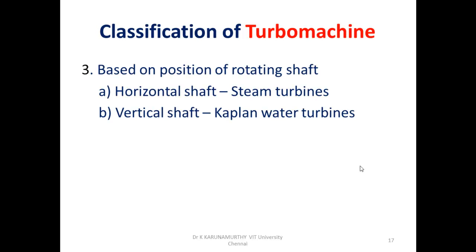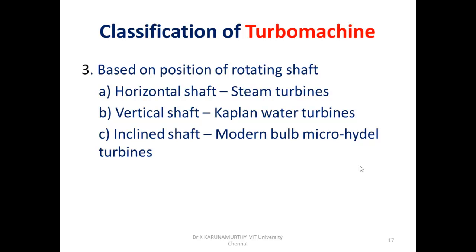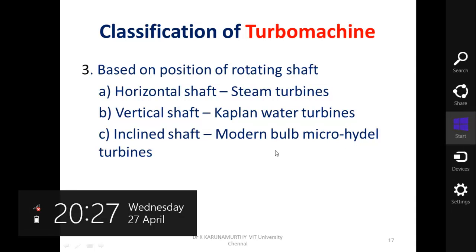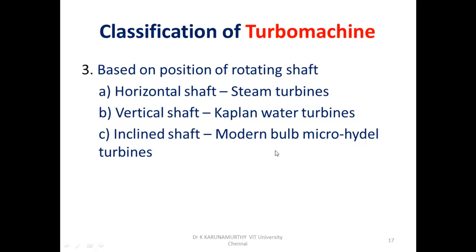And we also classify the turbomachine based upon the position of the shaft. If the shaft is in horizontal direction, then we call it a horizontal turbomachine. If the shaft is vertical, then it is a vertical turbomachine. Similarly, if it is inclined, then we call it an inclined turbomachine. In the case of steam turbine and gas turbine, we used to have a horizontal shaft. Even in the case of a hydraulic turbine, we can have a horizontal shaft. In the case of a Kaplan turbine, normally we have a vertical shaft. And these days we are having micro hydel power plants, and the turbines we use there have an inclined shaft.